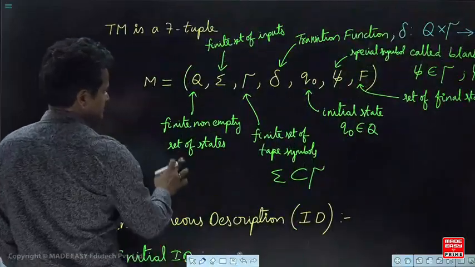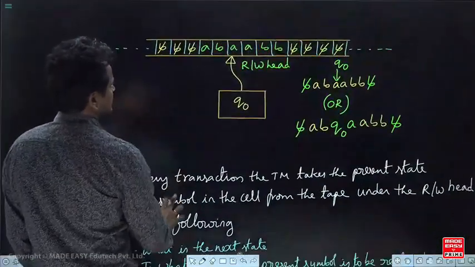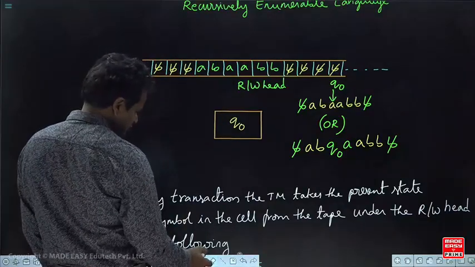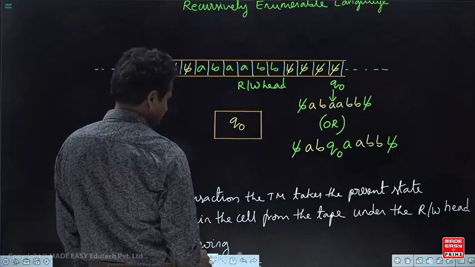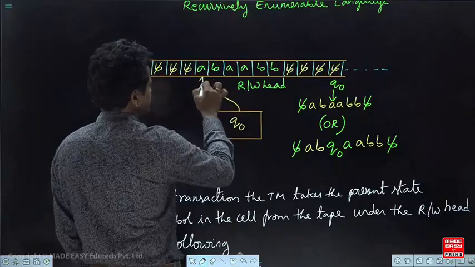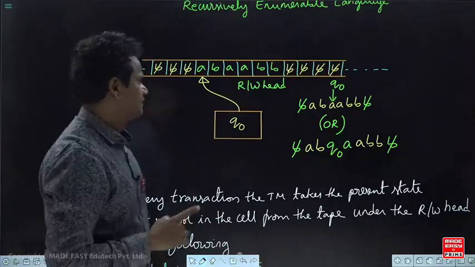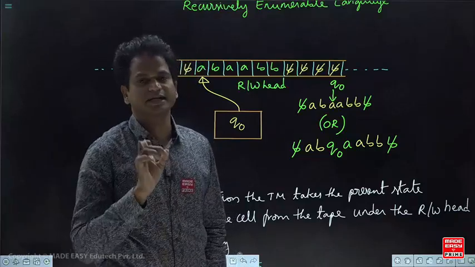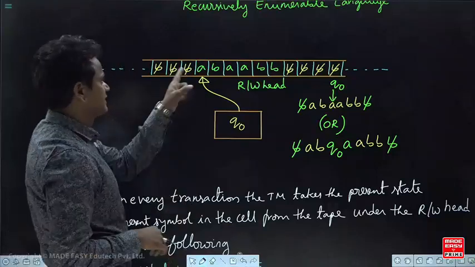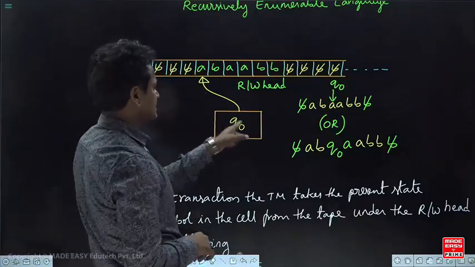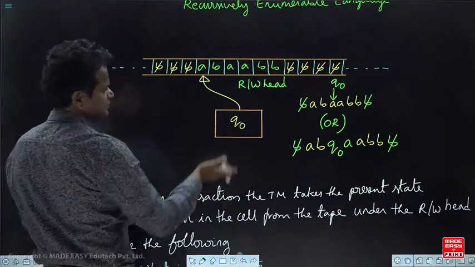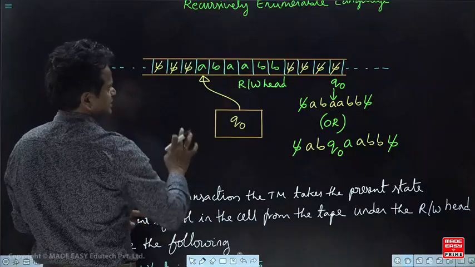Okay. Guys, look at this one. The initial ID: suppose an input string is given, which can be anything. Whenever the machine starts, it starts from the leftmost symbol of the input string. It starts scanning from the leftmost symbol, and it starts from the initial state Q naught. So this is the initial position.